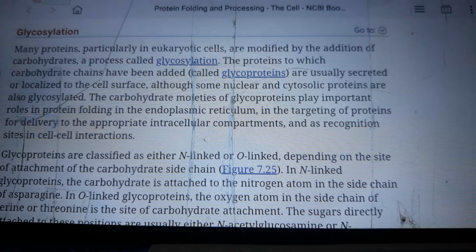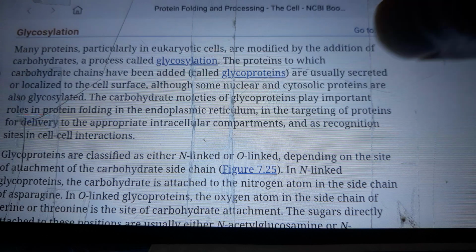Glycosylation. Many proteins, particularly in eukaryotic cells, are modified by the addition of carbohydrates in a process called glycosylation. The proteins to which carbohydrate chains have been added, called glycoproteins, are usually secreted or localized to the cell surface, although some nuclear and cytosolic proteins are also glycosylated. The carbohydrate moieties of glycoproteins play important roles in protein folding in the endoplasmic reticulum, in the targeting of proteins for delivery to the appropriate intracellular compartments, and as recognition sites in cell-to-cell interactions.